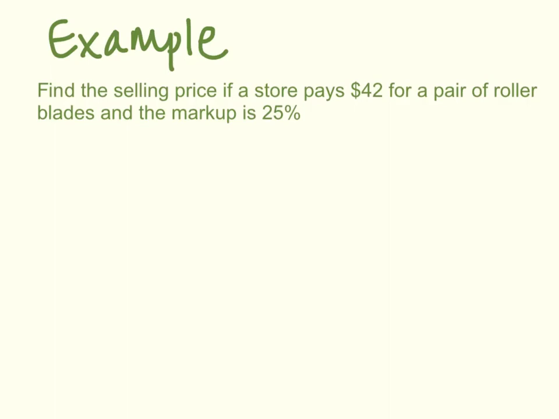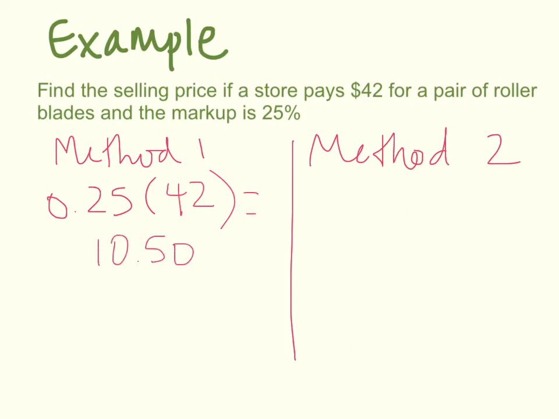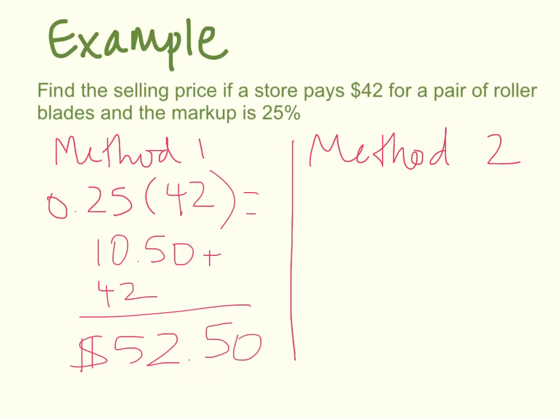Let's look at an example. We'll do it 2 ways, method 1 and method 2. If a store pays $42 for a pair of rollerblades and the markup is 25%. Method 1 says find the markup, so 25% of 42. That would give me $10.50. Then I add that back to the $42, and the store is going to sell the roller skates for $52.50.